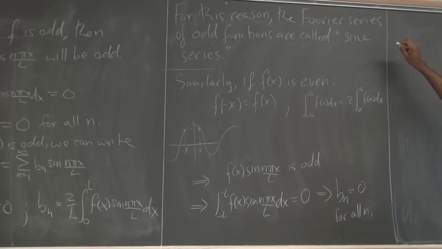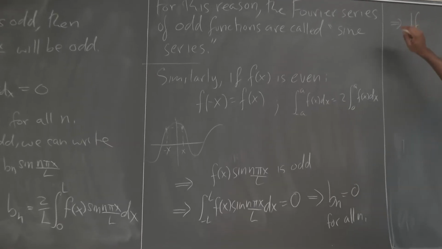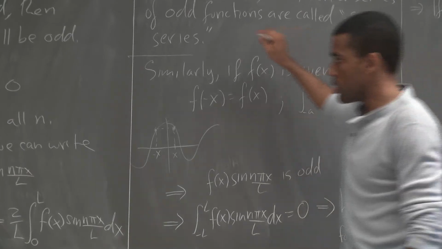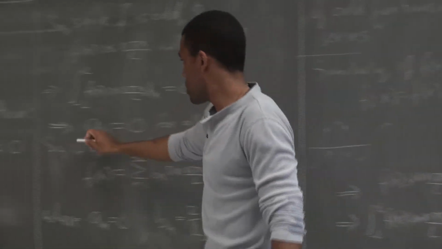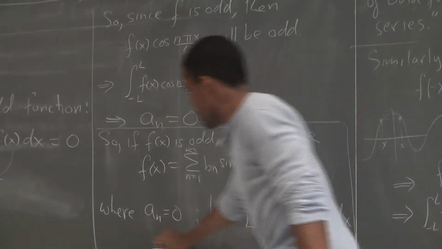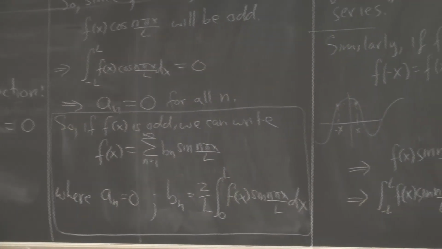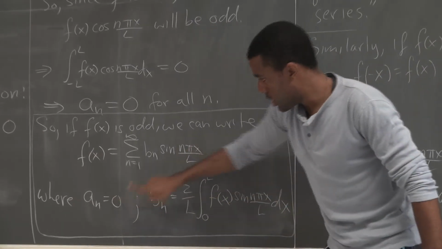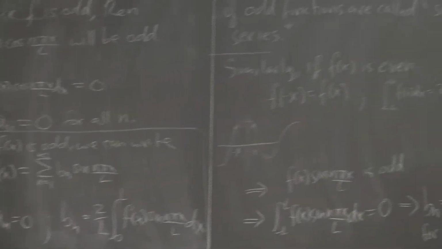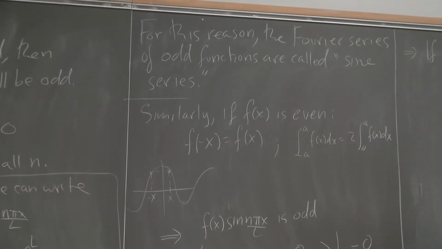So what do we have? So this means, if f is odd, this whole thing you can probably put in a box. So if f is odd, your formula actually gets smaller because all your a's will be 0. And so you only worry about the b's. And you don't even waste time with the a's because you're going to do all these integrations and you're going to end up with 0 as the answer.